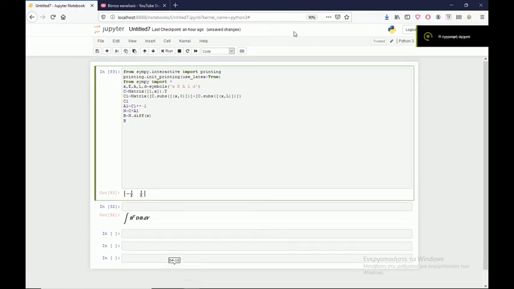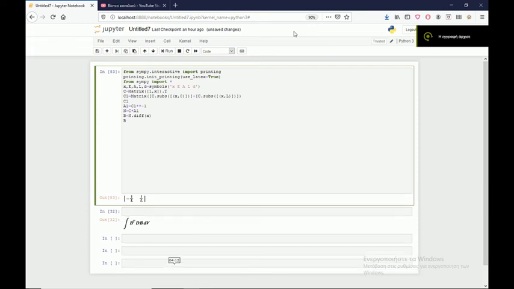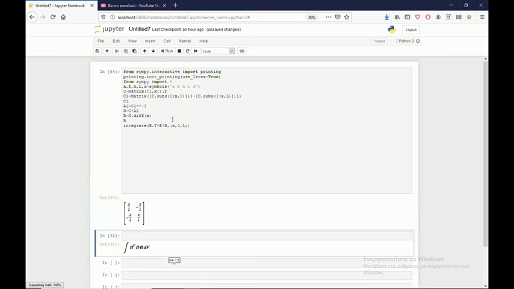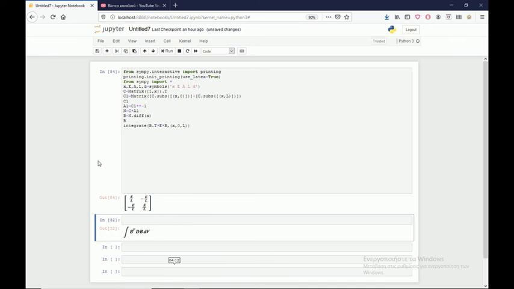So let's integrate. To integrate, we just need to type integrate B T times E, which is the material law D, times B, comma, and then the variable of integration, and then its limits 0 to L. Let's see what we get. We get this matrix right here.